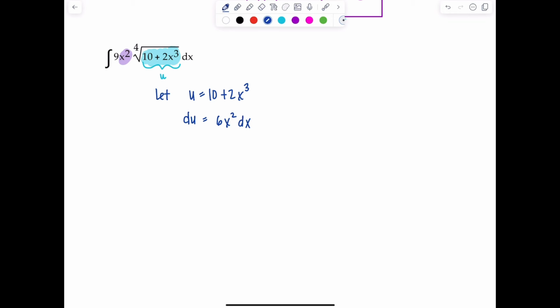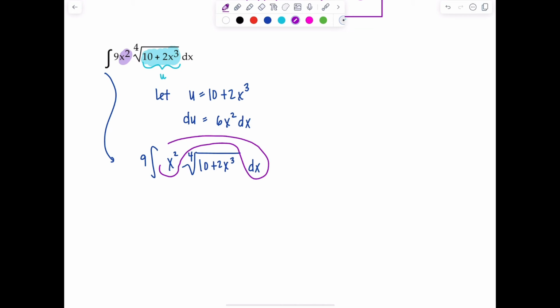Okay, so now look back at this integral. Let's take the 9 out. Oof. Could I have written it any uglier? 9, and then x squared times the 4th root of 10 plus 2x cubed dx. I always tell my students, draw your kidney bean, basically what you suspect du needs to become. See, x squared dx. There it is, x squared dx.